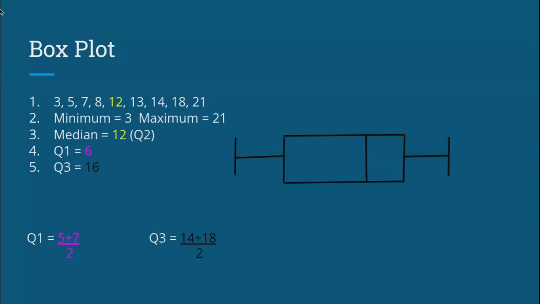But we have an even number of terms. So how do we find the median when we have an even number of terms versus an odd number, where we can definitely decipher where the middle is? So what happens when we have an even number of data terms? How do we find the median?